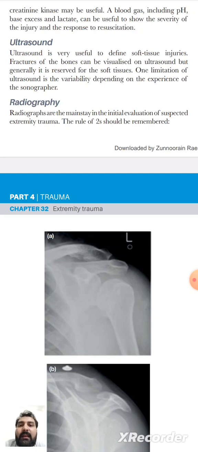Ultrasound is also very useful to define soft tissue injuries. Fractures of the bone can be visualized on ultrasound, but generally it is reserved for the soft tissues. One limitation of ultrasound is the variability depending on the experience of the sonographer.